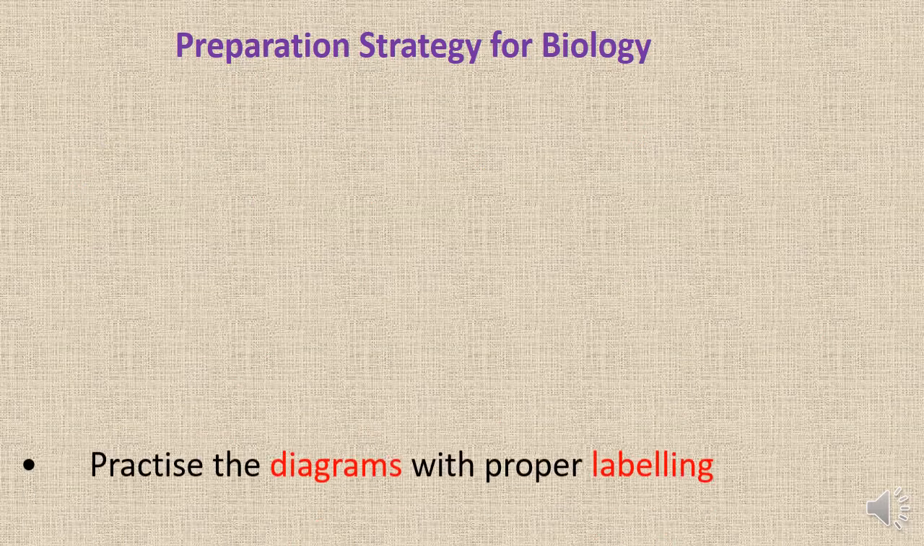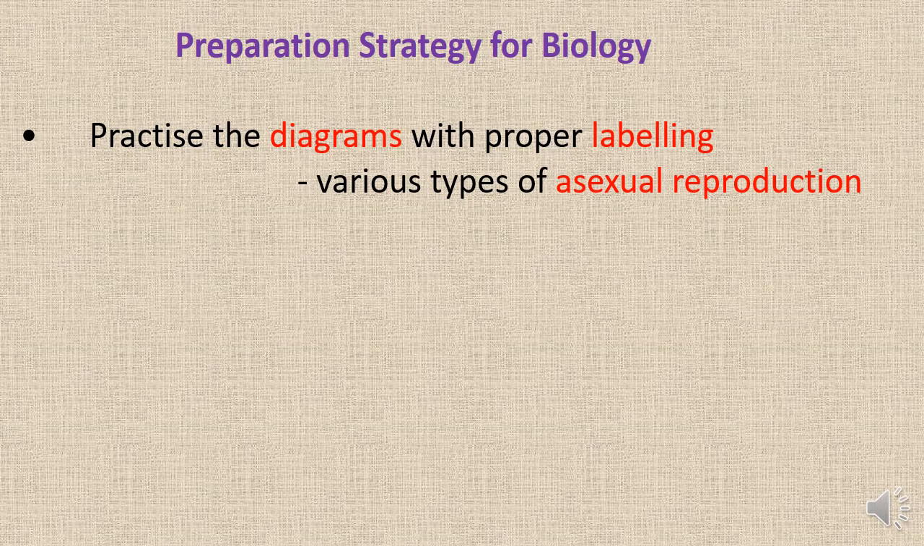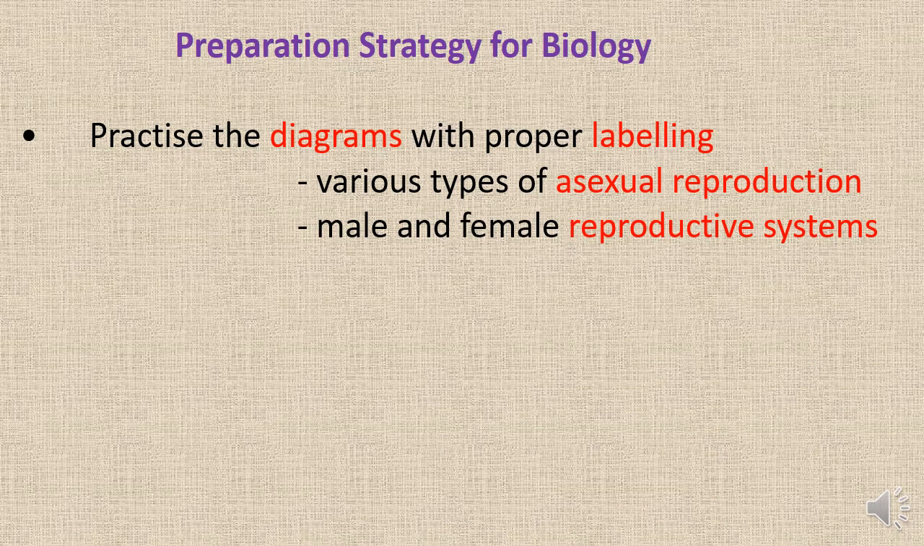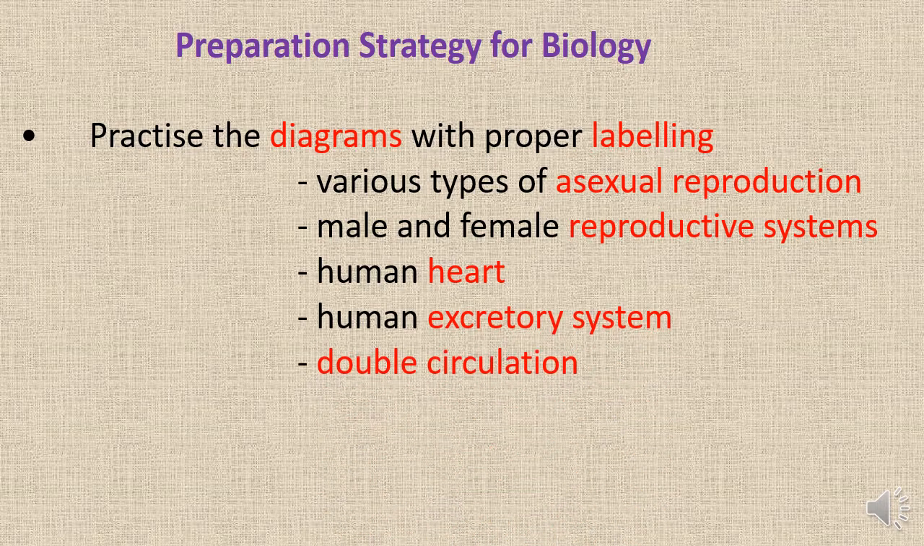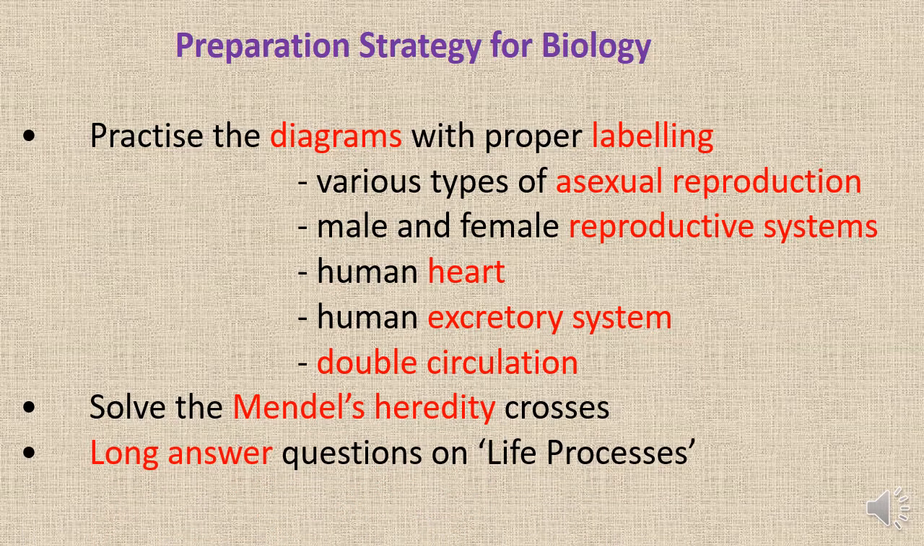You need to practice diagrams with proper labeling, like various types of asexual reproduction, male and female reproductive system, human heart, human excretory system, double circulation, etc. Solve Mendel's heredity problems. And mostly long answer questions are asked from the life processes chapter.